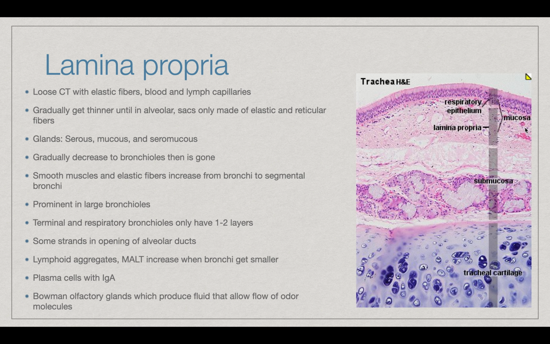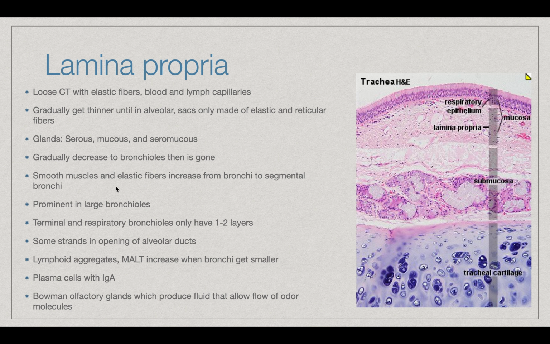Okay, so the lamina propria is going to be filled with elastic fibers along with capillaries, and they get thinner in the alveolar sacs until the sacs are only made of the elastic and reticular fibers. There's a variety of glands, and they're gone in the bronchioles, past the bronchioles into the acini.